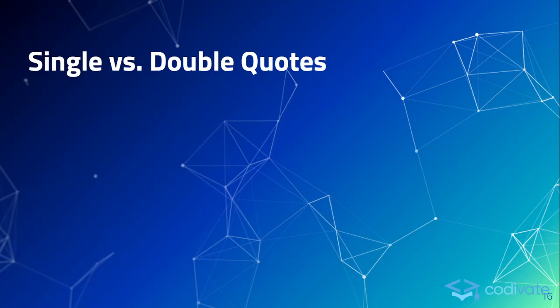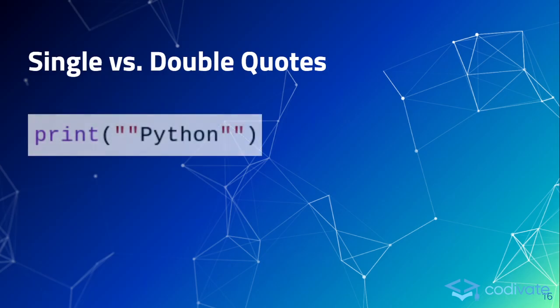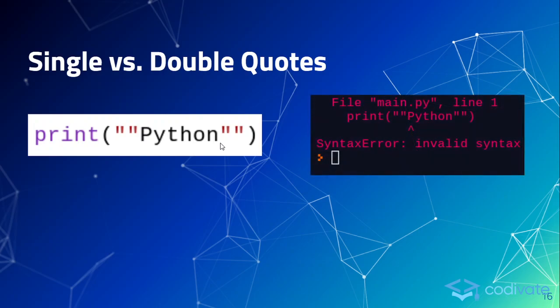Now, let's see when it would be better to use single quotes for the main string. If you wanted double quotes to be printed here, for example, if I want Python in quotation marks to be printed to the console, if I use double quotes for the main string, I would just get two empty strings and then a Python in the middle. That's not even in a string. That would cause an error, a syntax error.